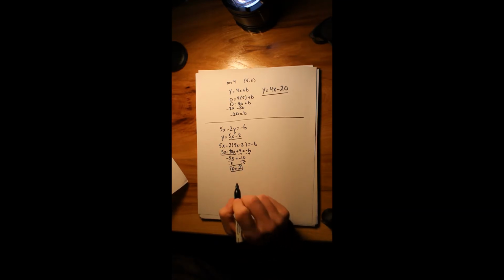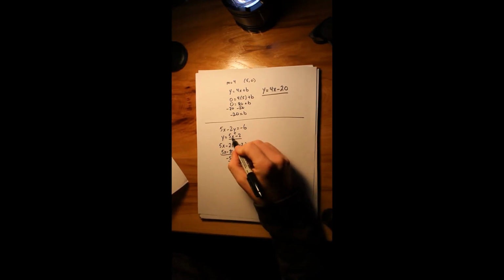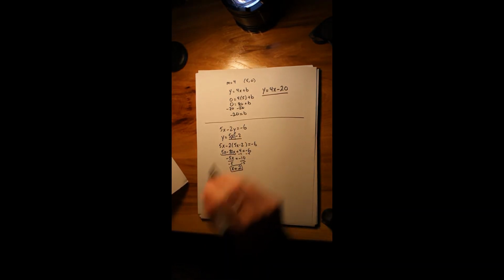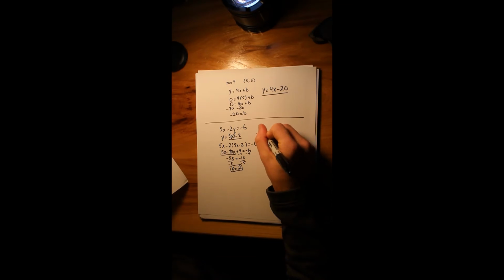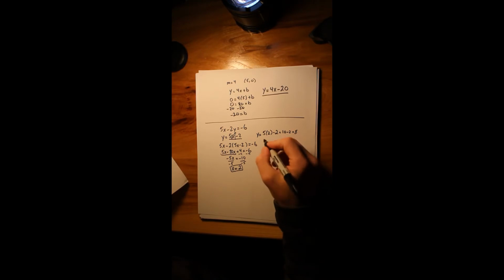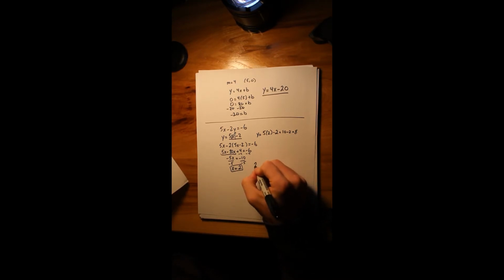Okay, great. Now I have x. How do I find y? Just plug it in. That's it. So y equals 5 times 2 minus 2. Well, 5 times 2 is 10, minus 2. 10 minus 2 is 8. So my answer is 2, 8. x, y.